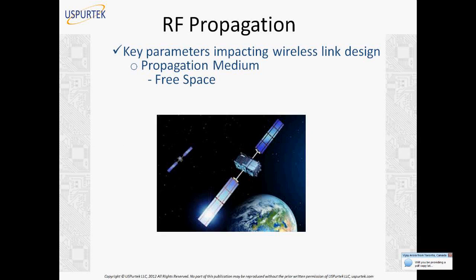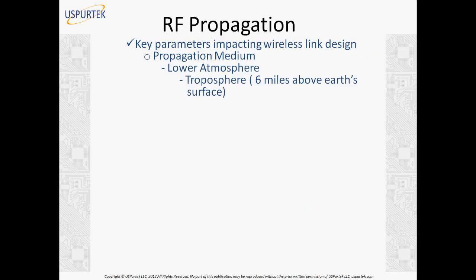Then free space. This free space picture is just a metaphor. Free space doesn't mean you have to be in outer space. Even on Earth, assuming that you have nothing in between your transmitter and receiver, you assume there is free space, and then compensate for other factors like presence of oxygen, water vapors, raindrops, and so on. We'll see that in later slides, how we do that.